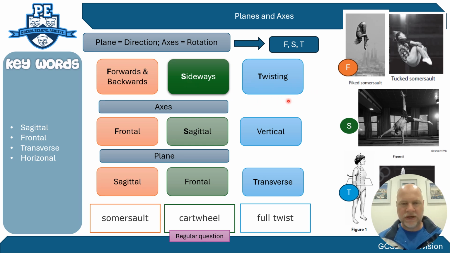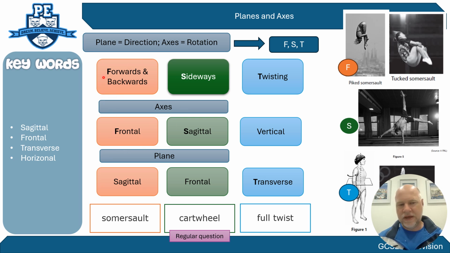So straight away when you get these questions, figure out what are they doing. Are they going forwards and backwards, side to side, or twisting? Then write down F, S, or T, so you know. Then start with your axes, the axis where the rotation is taking place. And if you've written F, we've got frontal axes. And if you've got S, you've got sagittal axes. So it's generally one of these 2 areas.